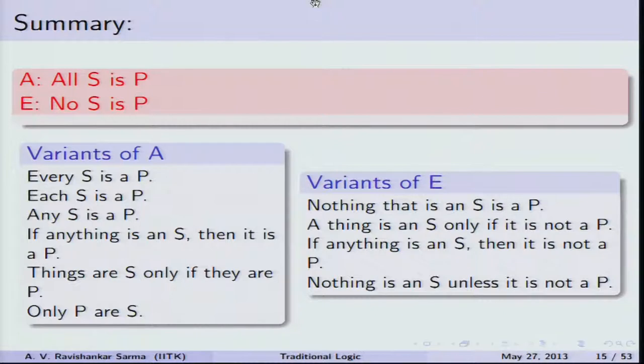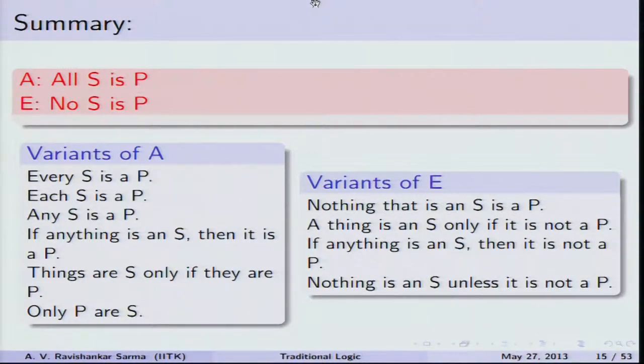First we are analyzing the categorical propositions, and then we will make use of them in forming the rules. We'll try to understand the rules of syllogism a little bit later. So an A proposition can be represented as "All S are P" or "No S are P", etc. There are some variants of A which are not in the standard format. Whenever you come across these kinds of categorical propositions, you need to translate them into "All S are P".